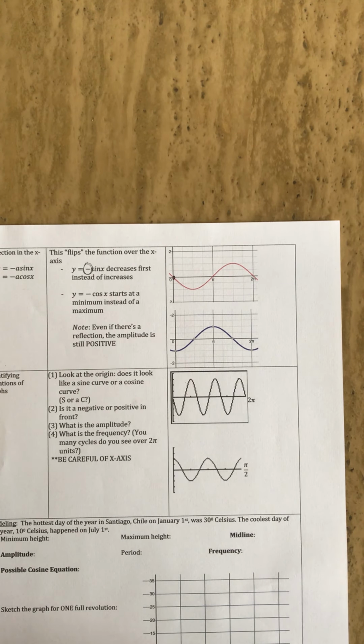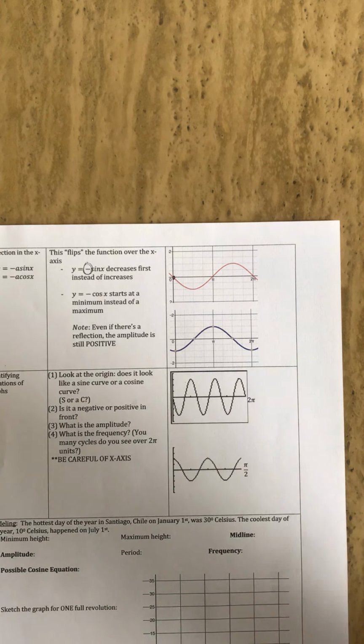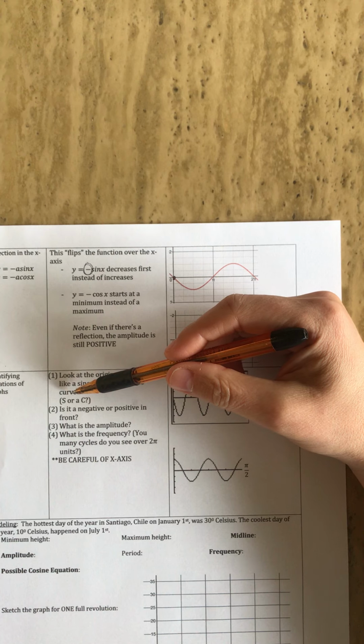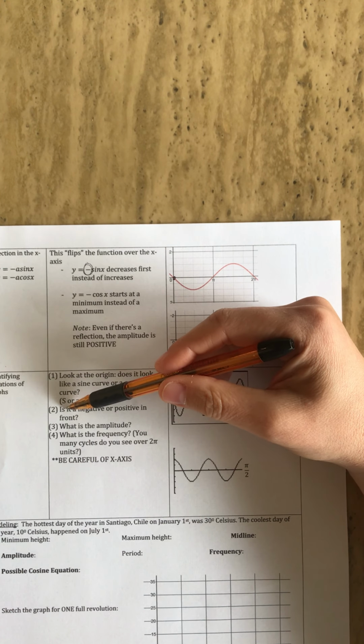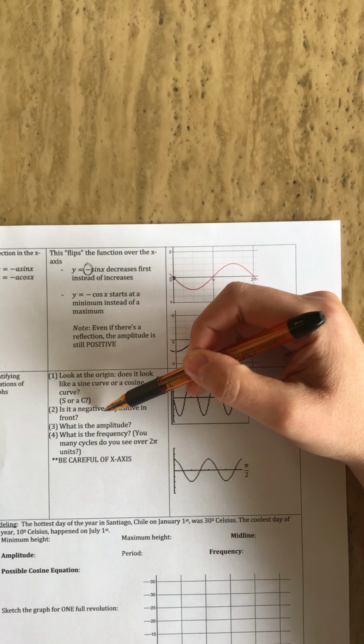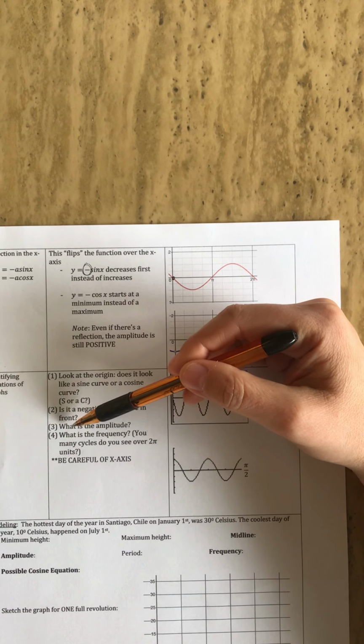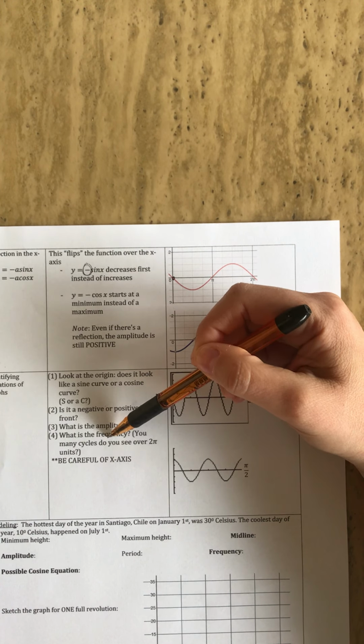Okay, identifying the equations, the first thing that you want to do is look at the origin. Does it look like the sine or cosine curve? Once you determine that, you're going to decide if it's negative or positive, and that's, again, the reflection. What is the amplitude and the frequency?